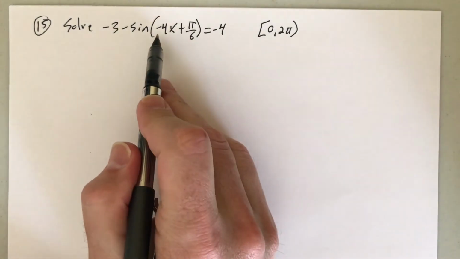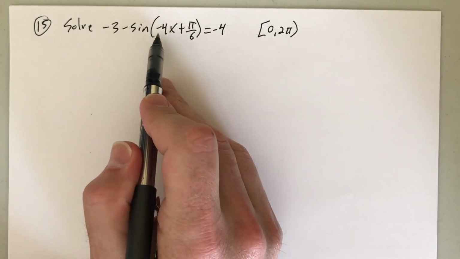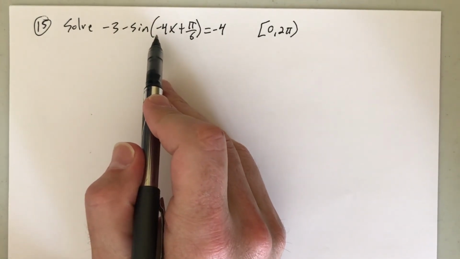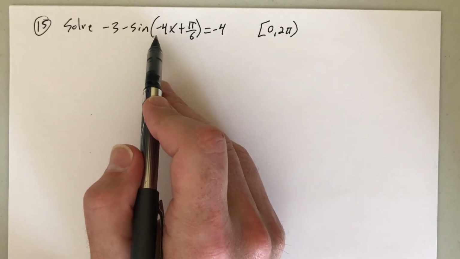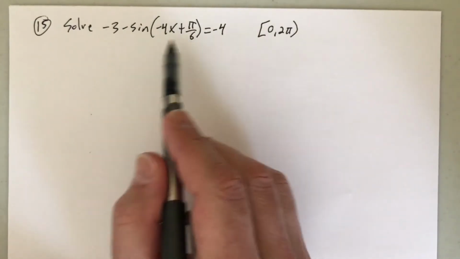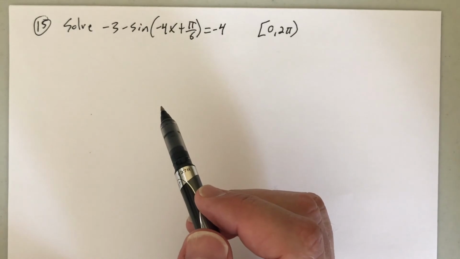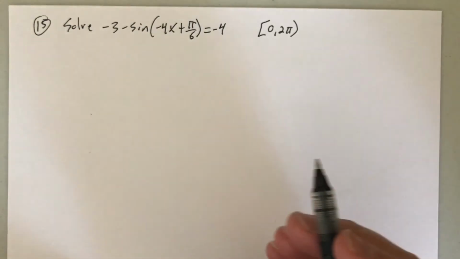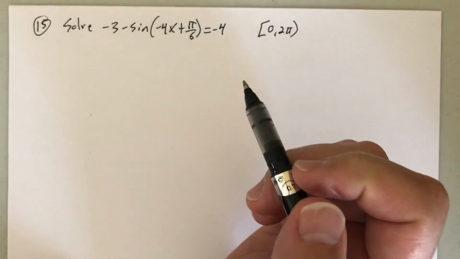Now, this is the first time that you're going to see a negative in the front here. You're not used to that. We could fix it using an even-odd relationship, but it's not necessary. We can still do the problem the way we've done it in number 14, and it'll still work out, as you'll see. So let's get the sine by itself.